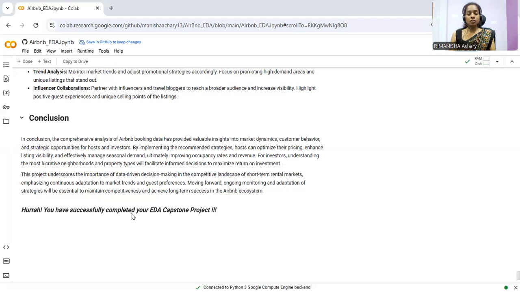For investors, understanding the most lucrative neighborhoods and property types will facilitate informed decisions to maximize return on investment. This project underscores the importance of data-driven decision making in the competitive landscape of short-term rental markets, emphasizing continuous adaptation to market trends and guest preferences. Moving forward, ongoing monitoring and adaptation of strategy will be essential to maintain competitiveness and achieve long-term success in the Airbnb ecosystem. Thank you so much.